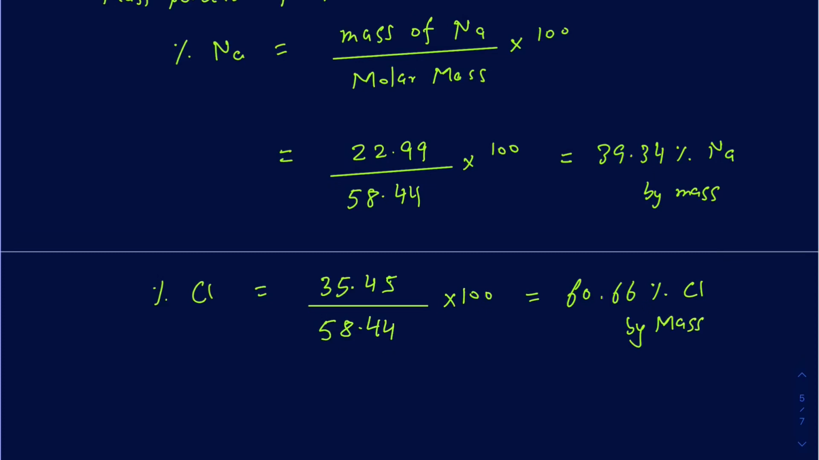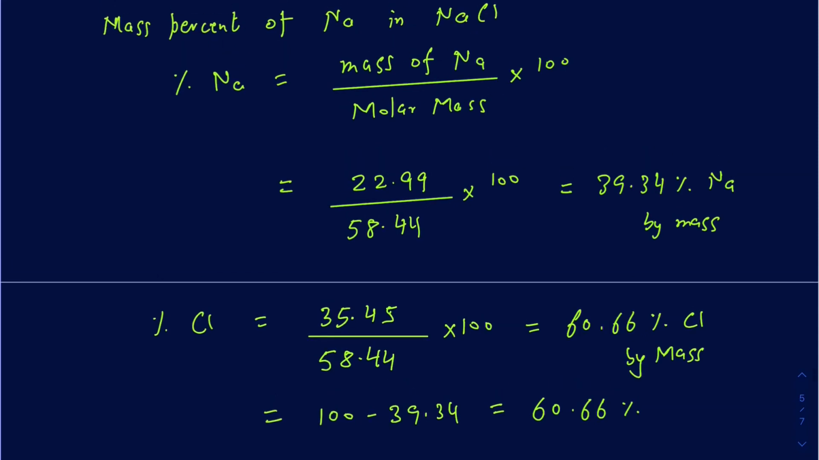Okay, if you have only two elements, like in this case, and you know the percent of one of them, you can calculate the percent of the other one by simply subtracting from 100. So if I don't want to do this calculation, I can just calculate the mass percent of chlorine by doing 100 minus 39.34, because there are only two atoms in there. If you already know one of them, you can figure out the other by subtracting from 100. So that's how you find the mass percent of an atom in a given compound.